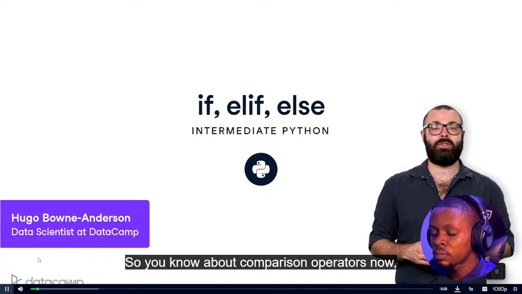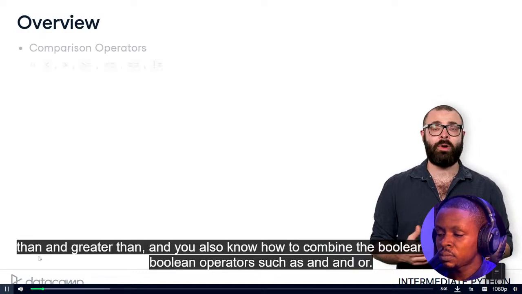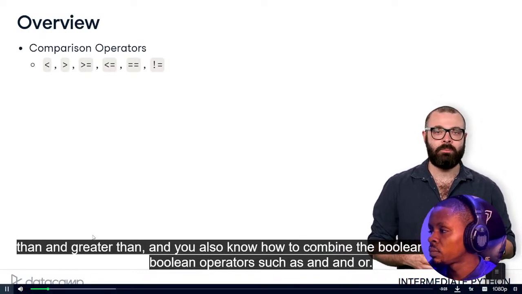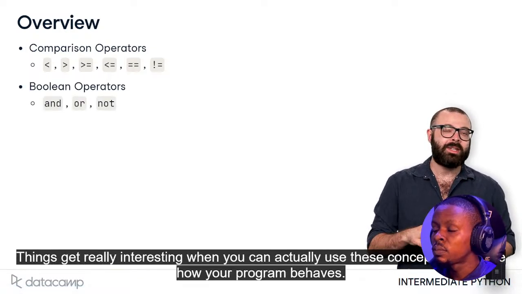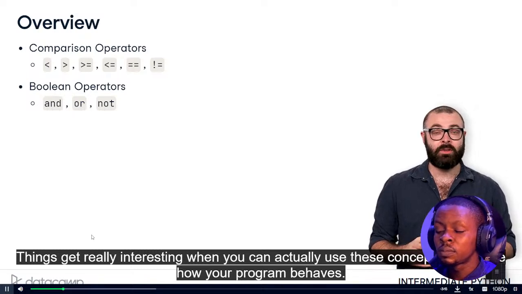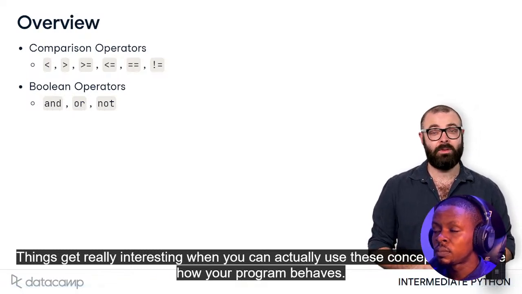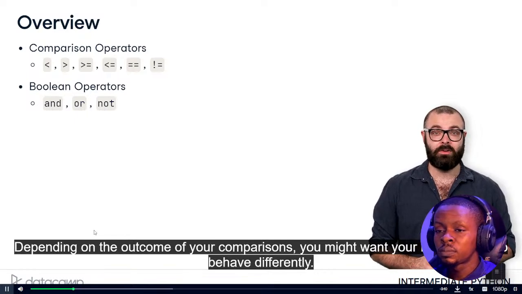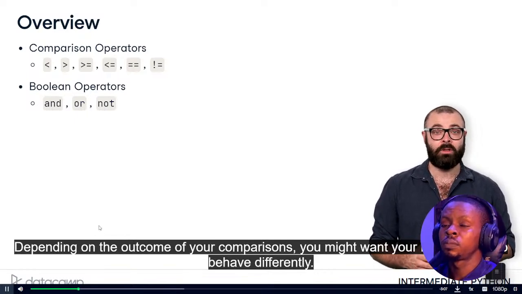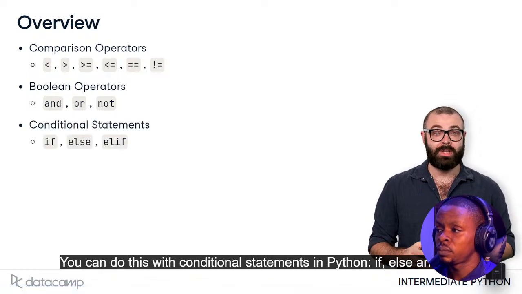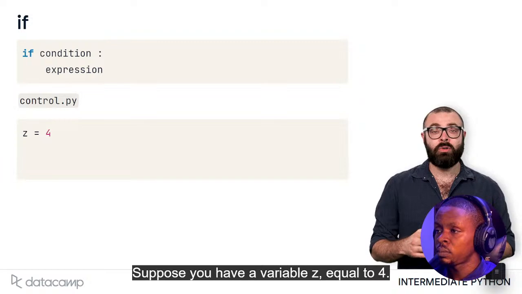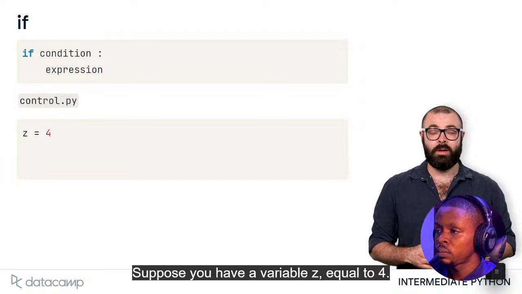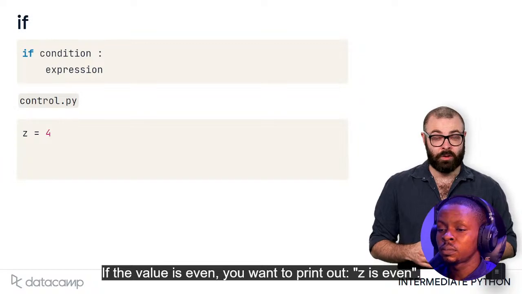So you know about comparison operators now, such as less than and greater than. And you also know how to combine the Boolean results using Boolean operators such as and, or. Things get really interesting when you can actually use these concepts to change how your program behaves. Depending on the outcome of your comparisons, you might want your Python code to behave differently. You can do this with conditional statements in Python: if, else, and elif. Let's start working in a script, control.py. Suppose you have a variable z equal to 4. If the value is even, you want to print out z is even.